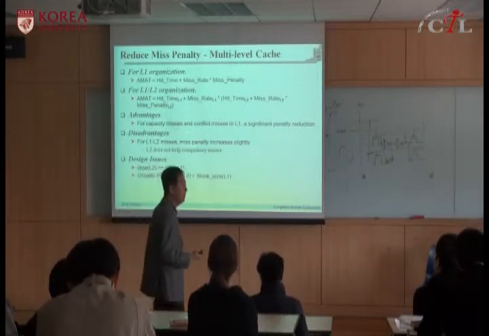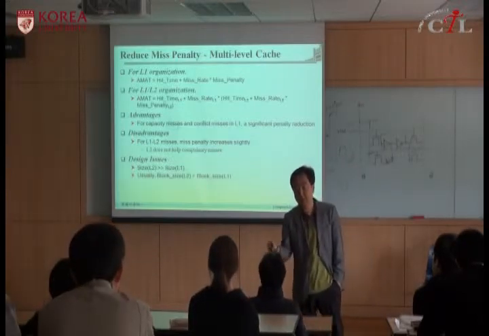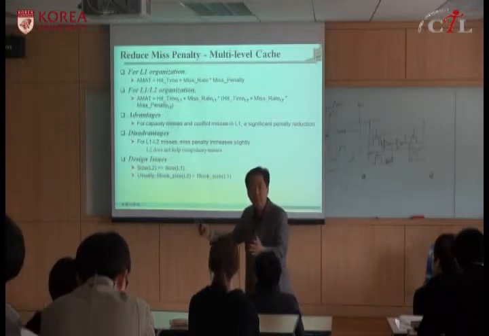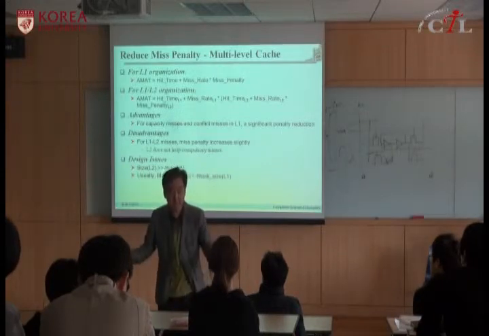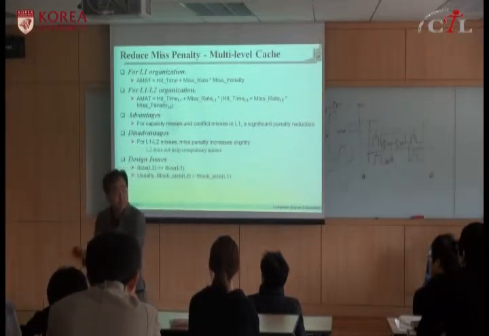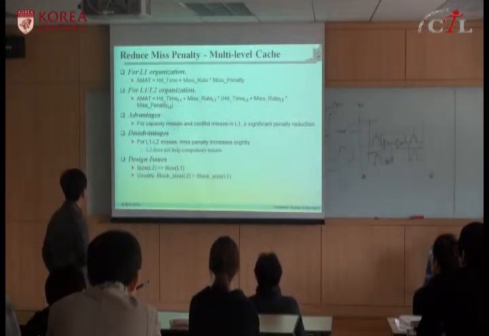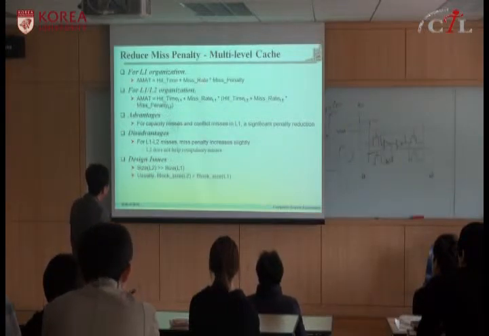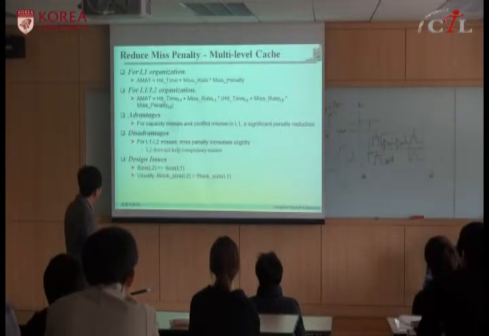Okay? Average memory access time is equal to hit time plus, on a miss, miss rate times miss penalty. But you don't have to pay the entire miss penalty if you have a second level cache. The miss penalty can be replaced by the hit time of L2 cache plus miss rate of L2 cache times miss penalty. So with only a single level of cache, it is hit time plus miss rate times miss penalty. If you have two levels of cache, this miss penalty can be replaced by another average memory access time equation, a recurrence relation.